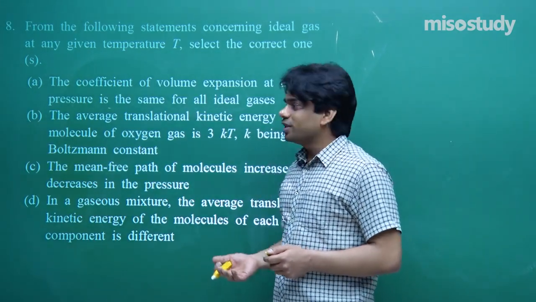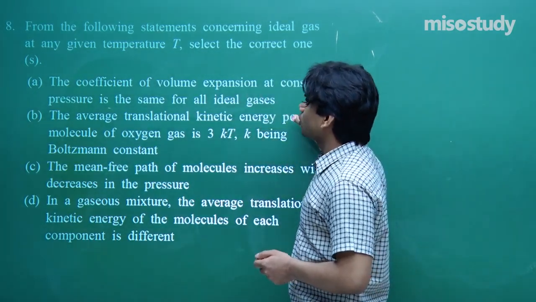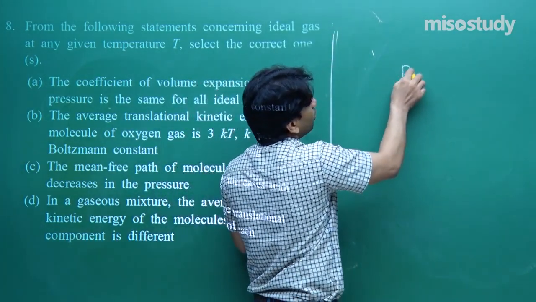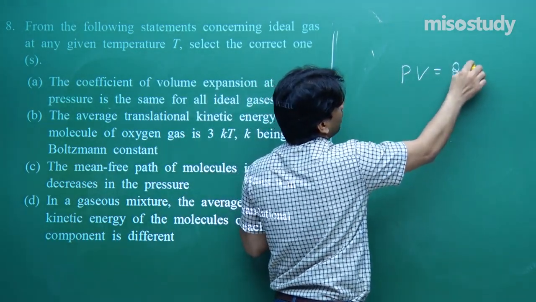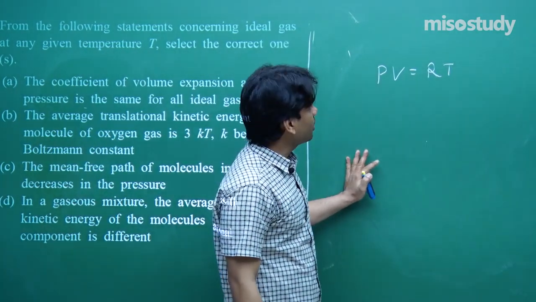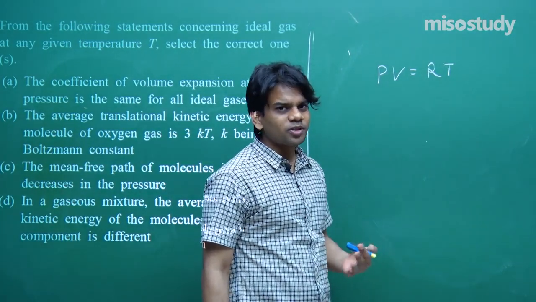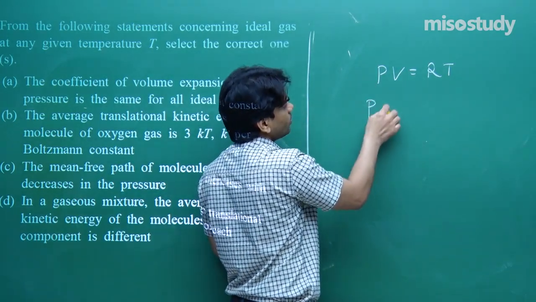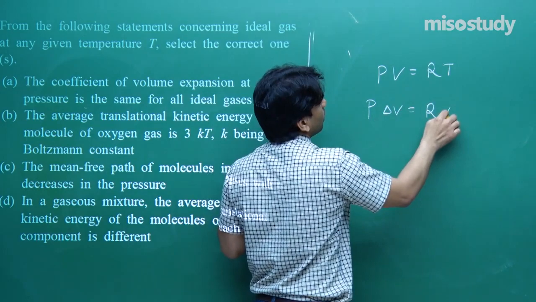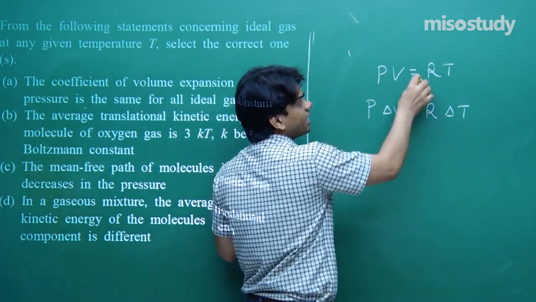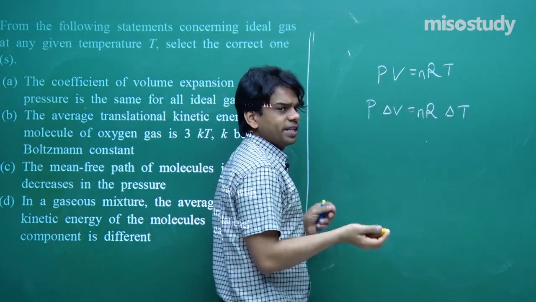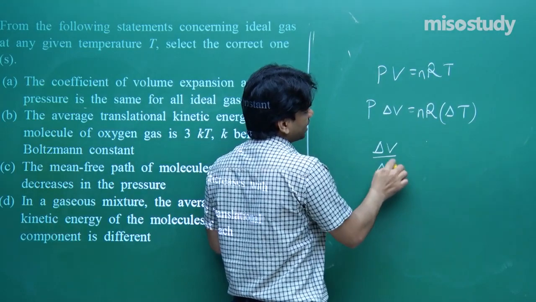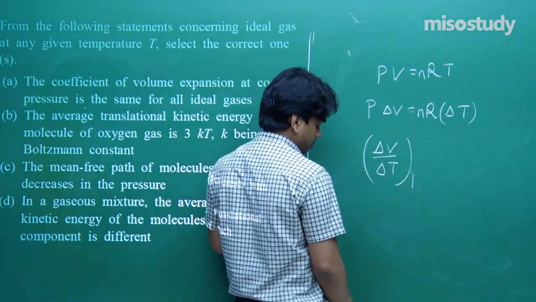Now, let me talk first about the coefficient of volume expansion at constant pressure being the same for all ideal gases. At constant pressure, we all know that PV equals nRT. We need to talk about how the volume expansion is related at constant pressure. Pressure is constant. If I take the differential, I can write P delta V equals nR delta T. So delta V by delta T is the coefficient of expansion at constant pressure.